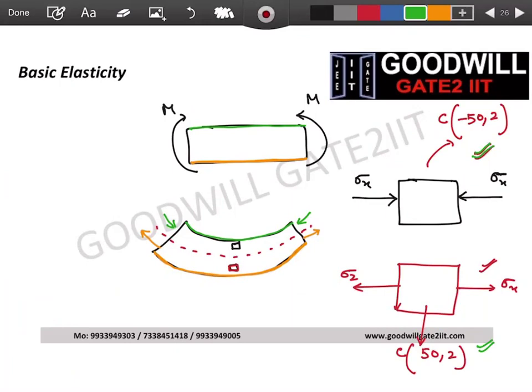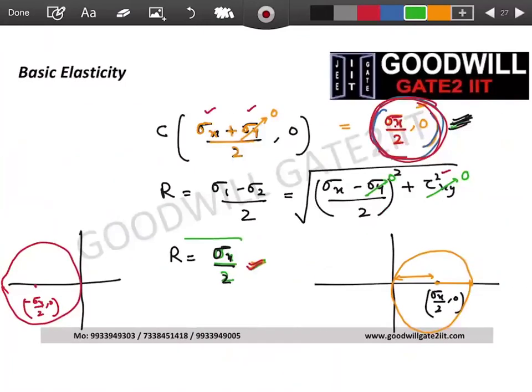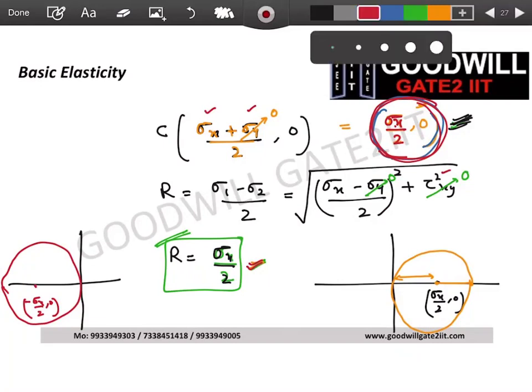All right. Now you need to calculate the radius of Mohr circle. Radius of Mohr circle always came out to be what? Radius is a distance, right? It cannot be positive or negative. Now, if you draw a Mohr circle at this center, which is positive, radius is sigma x by 2.